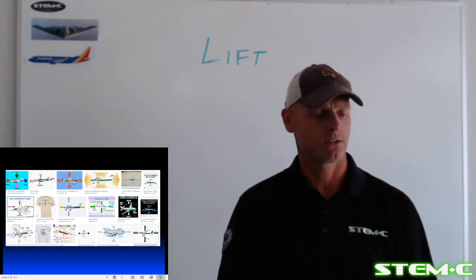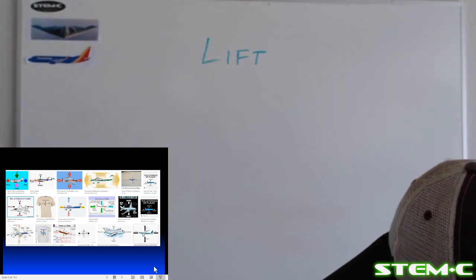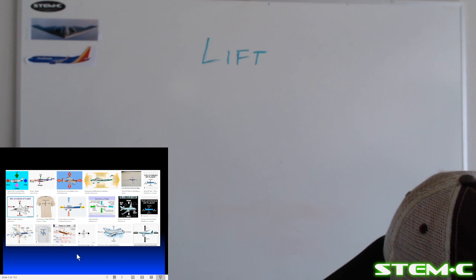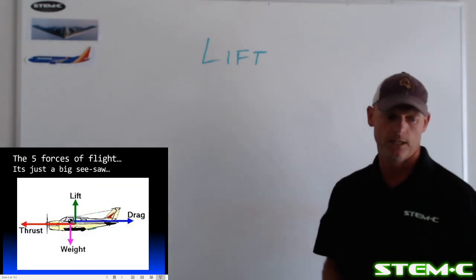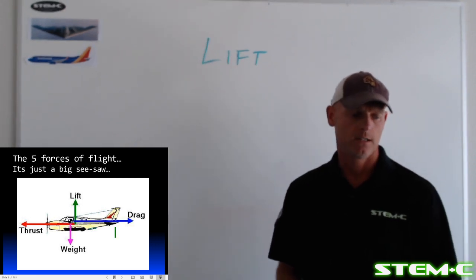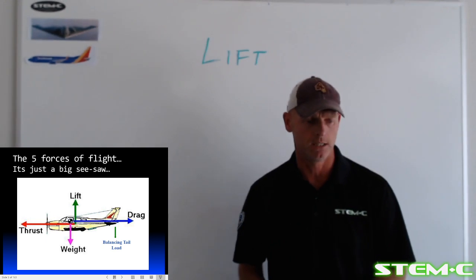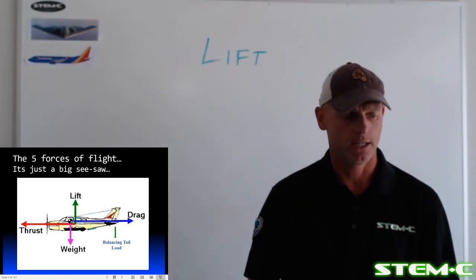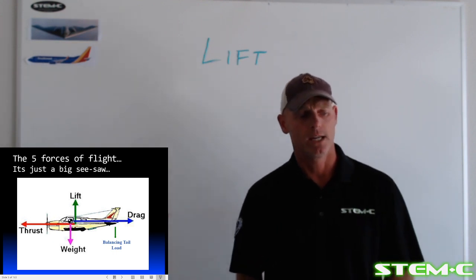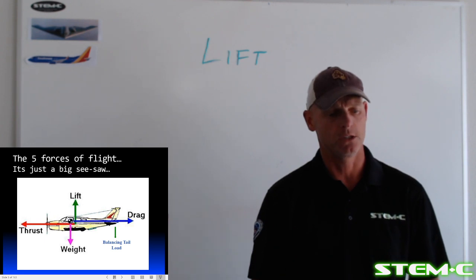And why not just draw it right the first time? Why not just draw it right the first time with lift, weight, thrust, drag, and balancing tail load as they would be shown appropriately? I think this is the way right here that you see. That's the way that every picture describing the forces of flight should be drawn.